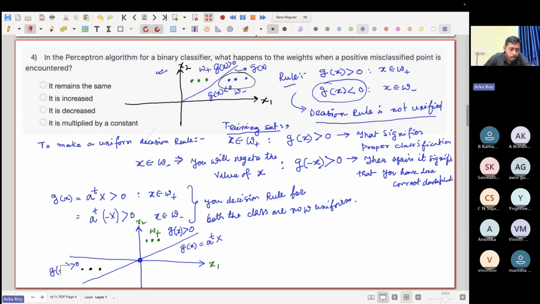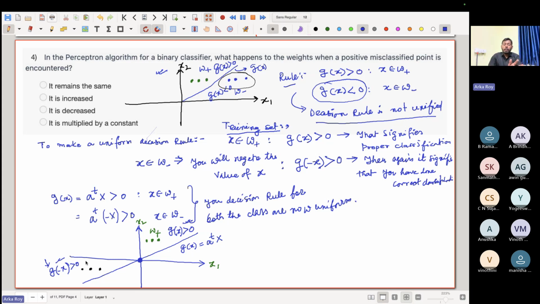Now, as you have negated this data over here, if I just rub this and rewrite it again. So as you have negated the data, what is happening is basically for correct classification, your decision rule is now g of minus x is greater than 0. I hope this part is fine. So for this particular area, the rule is g of x is greater than 0. For this particular area, the rule is g of minus x is greater than 0, because your data is belonging to the negative class.